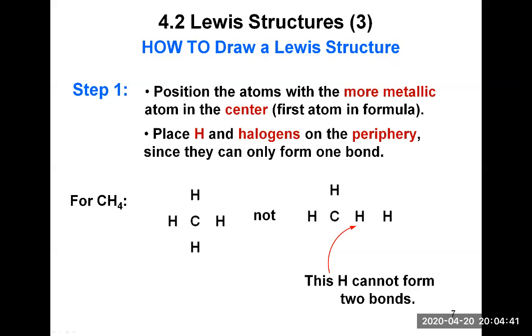So for example, for CH4, carbon is first in the formula, so you would put it in the center, and you would surround the 4 sides of carbon with hydrogens. Let's consider that there's no more than 4 sides around the central atom. So, for example, you would not position the carbon surrounded by 3 hydrogens, and then have another hydrogen bonded to one of the hydrogens. This is not possible because hydrogen cannot form 2 bonds. So that would be something you don't want to do.